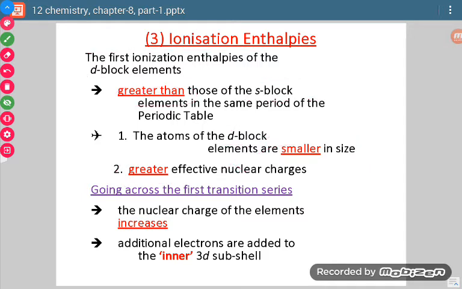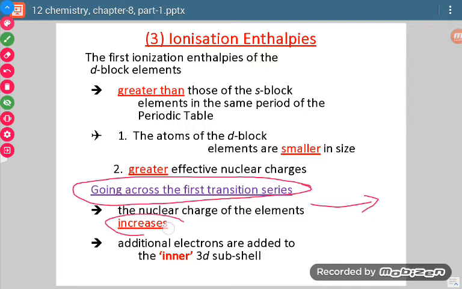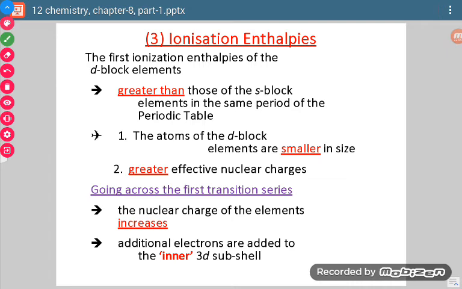Now when we move in a transition series from left to right, what happens? The nuclear charge of the elements increases, and there is addition of electrons in the 3d subshell. If we are talking about the first transition series, in the second there will be 4d, and in the third there will be 5d. So two things we know: when we are moving from left to right, the nuclear charge increases and there is addition of electrons in the 3d shell.